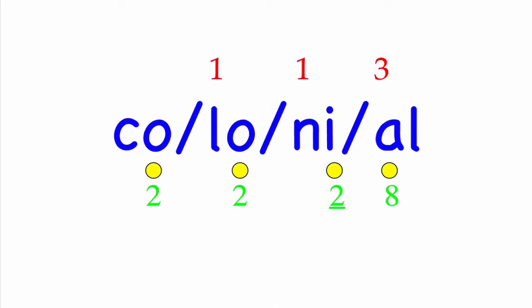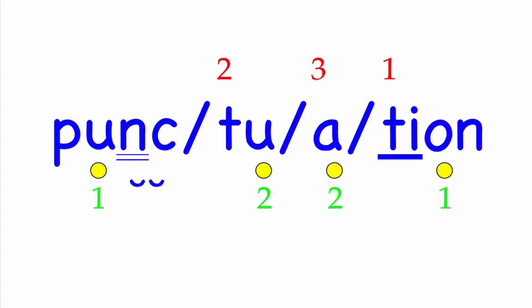Punctuation. His punctuation skills need a little work. Punk has four sounds: p, u, n, k. Tu, two sounds: t, u. A, one sound. Shan, three sounds: sh, a, n. Punctuation. Mark the word. Punctuation.